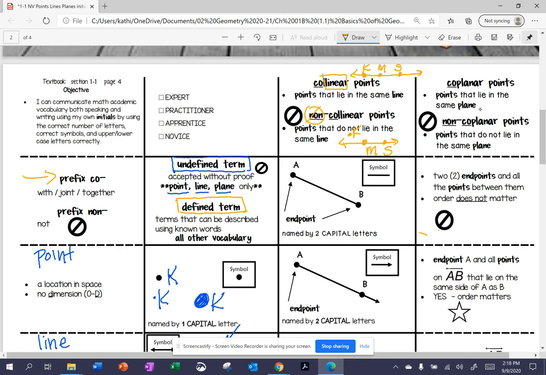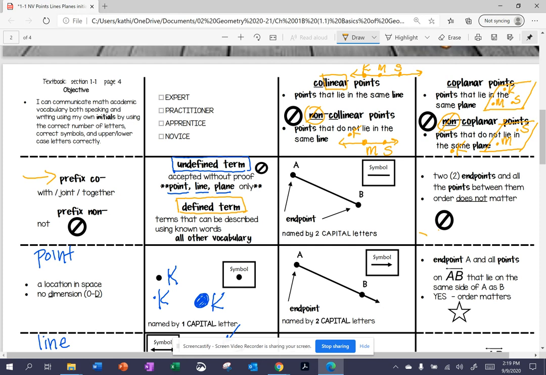Coplanar means they're all in the same plane. We said a plane we usually show as a parallelogram. So they're all in the plane. Non-coplanar means they're not all in the plane. Okay.